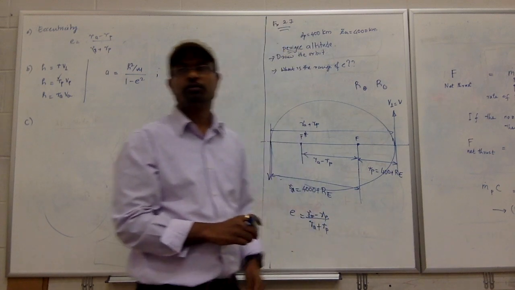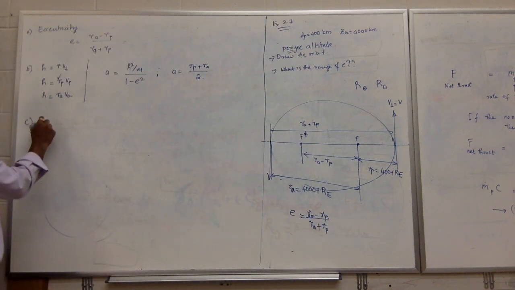Perigee velocity. So this is what I was getting to. Perigee velocity is Vp, right?